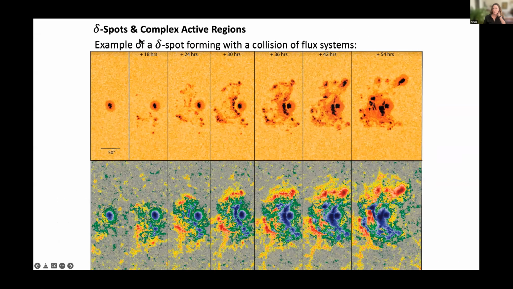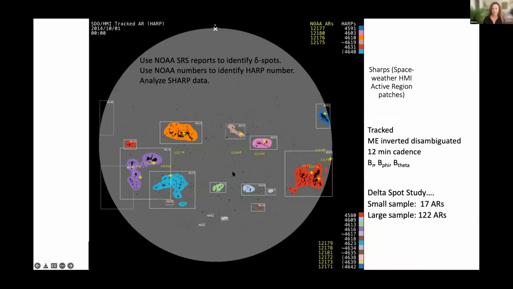This is a good example of a delta spot forming due to a collision of flux systems. I think this is pretty famous. This is the spot that existed before, and then you see a flux system emerging, and it's so interesting how these two regions tried to interact, where the new flux just sort of has to horseshoe around the old umbra that seems incredibly stable for who knows what reasons. So that's an example of a colliding flux system.